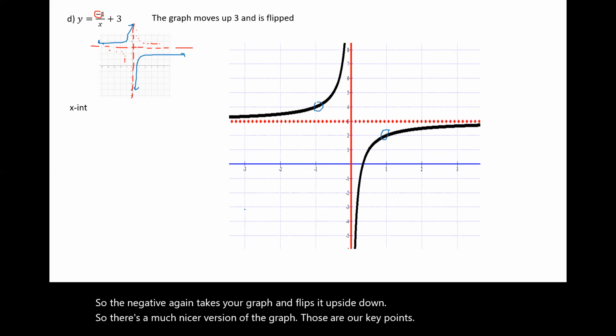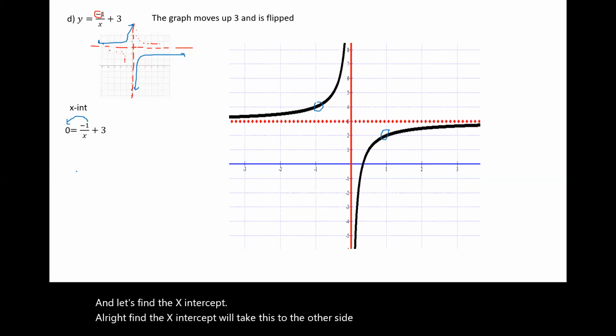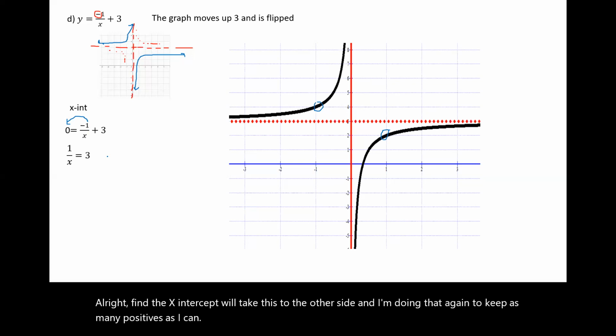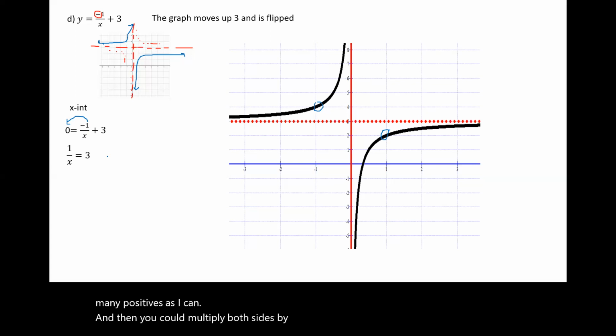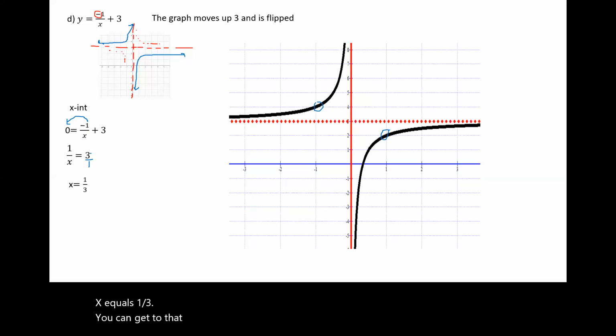And let's find the x-intercept. All right, to find the x-intercept, we'll take this to the other side, and I'm doing that again to keep as many positives as I can. And then you could multiply both sides by 3, or there's a quicker way to do this. You can take the reciprocal of both sides of the equation. And when you do that, you just get x equals 1/3. You can get to that same answer by multiplying both sides by x, but sometimes this is quicker. And there's our x equals 1/3.